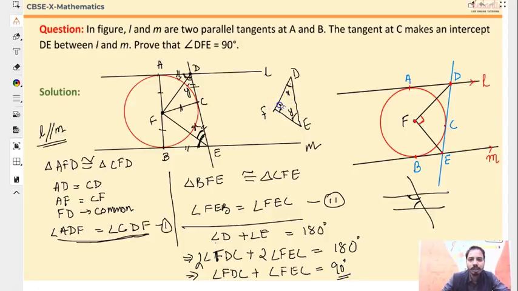This angle is also 90. So this is a right angle triangle, right? So that means in this triangle, from here by angle sum property, we can find out that this angle BFE is 90, right? In this way, we can prove this. So hope you got this solution.